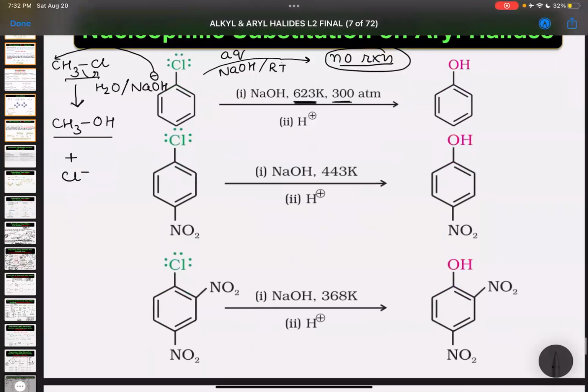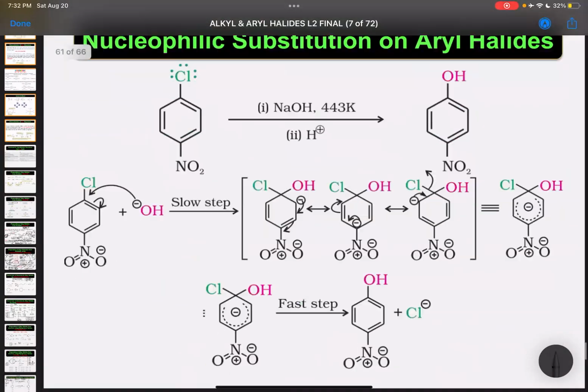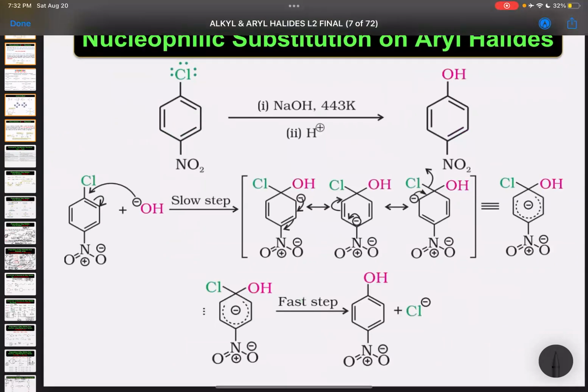So how can it happen? What is the exact mechanism? Look here. What is the exact mechanism, why is it called bimolecular NAS, and how does it happen? First of all, you need to take a very high temperature. First and foremost thing is this one, because you are not dealing with aliphatic halide, you are dealing with aromatic halide.